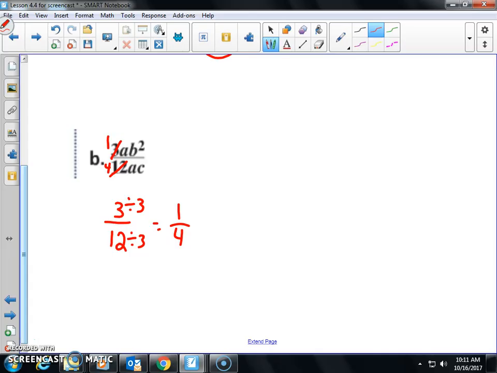So now I have 1 times a times b squared on top, which is b times b. And on the bottom I have 4 times a times c. And if I look at this, I see an a and an a on the top and the bottom. A divided by a we know is 1, so those both turn into 1s. I've got b's on the top, c's on the bottom. Doesn't look like I can simplify anything else.